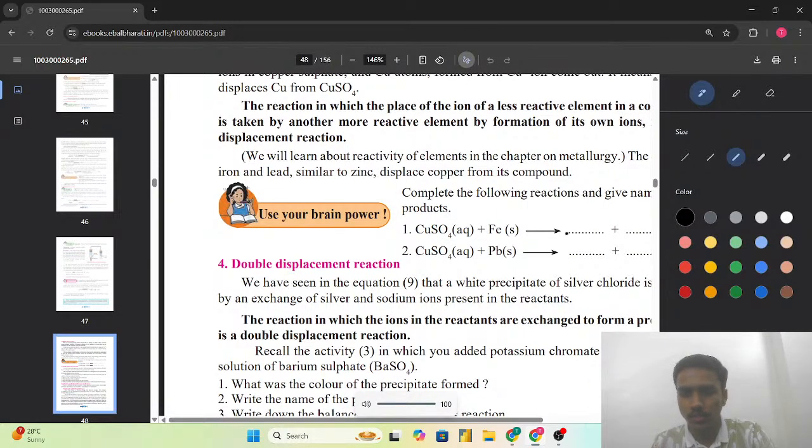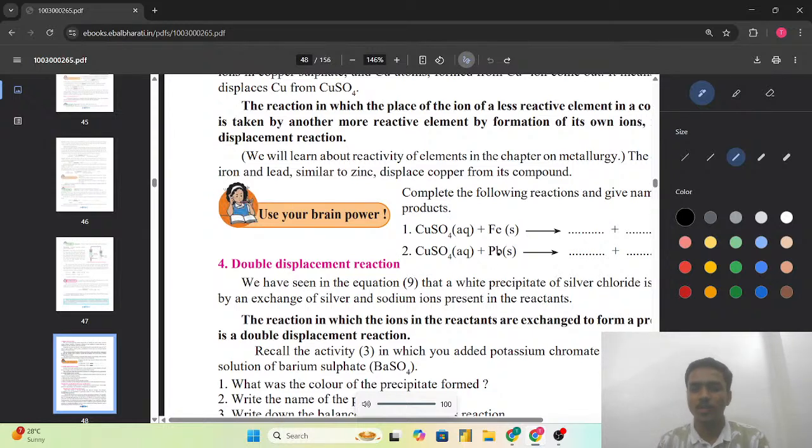So here will be the FeSO4, and the copper will get separated.